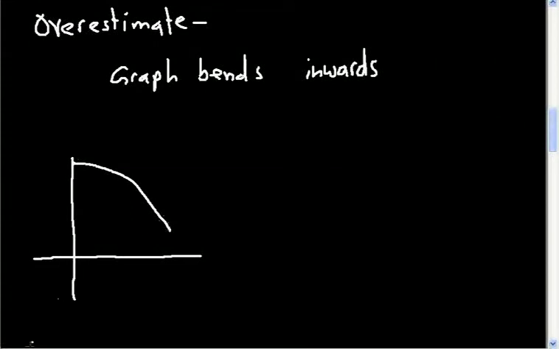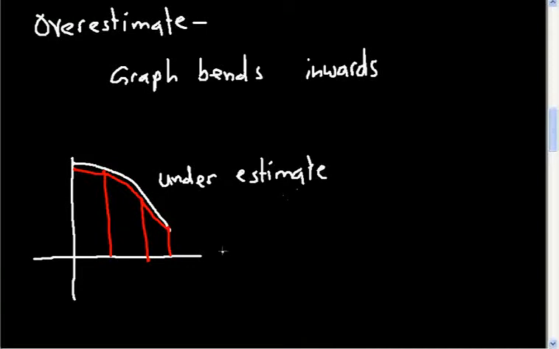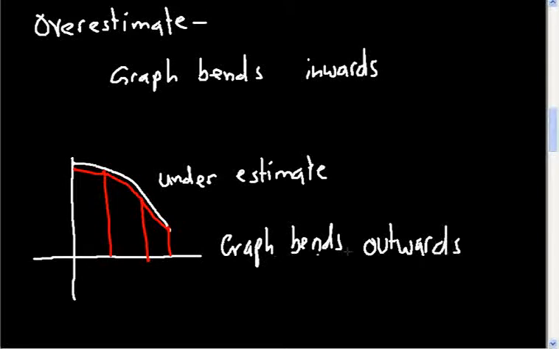A graph that bends outward would look something like this. If I had strips here between certain values, the trapezia miss out on these little gaps, but the actual area contains these gaps. So here it would be an underestimate if I use the trapezium rule, because the graph bends outwards.